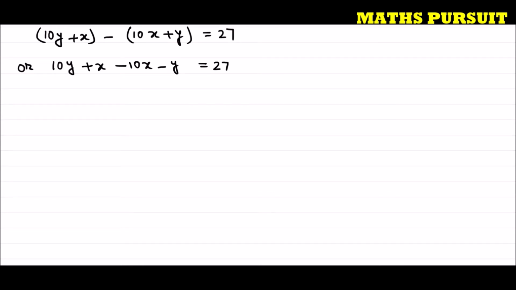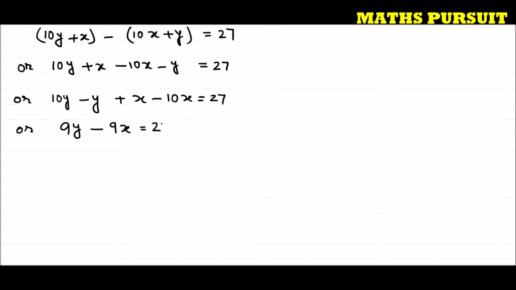Let us get the variables together. Let us move: 10y minus y plus x minus 10x is equal to 27. What I am doing here is moving the variables having y to one place and the variables having x to the other place, so that it would be easy for us to do our calculations. 10y minus y is 9y, then x minus 10x is minus 9x, so 9y minus 9x is equal to 27.